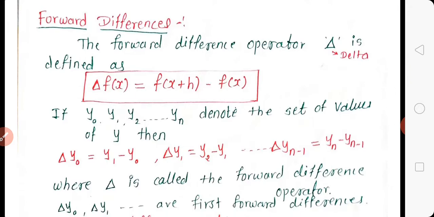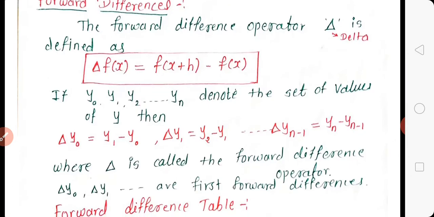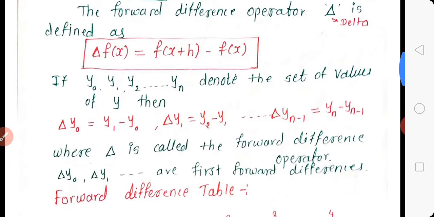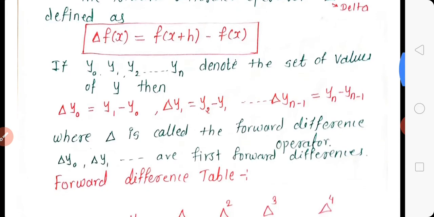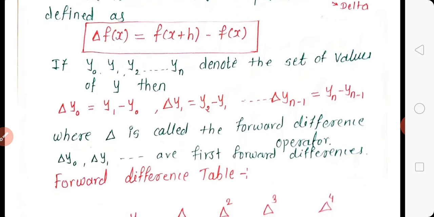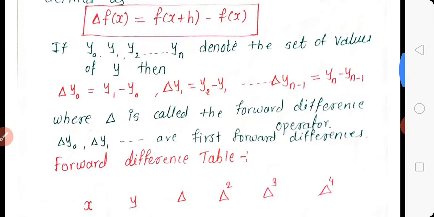The forward difference operator delta is defined as delta f of x is equal to f of x plus h minus f of x. If y0, y1, y2 up to yn denotes the set of values of y, then delta y0 is equal to y1 minus y0. Delta y1 is equal to y2 minus y1, and so on up to delta yn minus 1 is equal to yn minus yn minus 1.